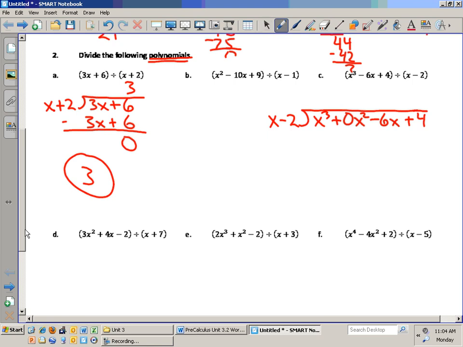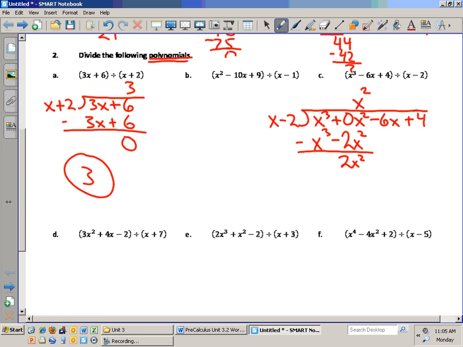So I have a binomial going into a 4-term polynomial. What do you multiply x by to get x to the third? X squared, so that goes above my x squared term. Multiply back through, get x to the third minus 2x squared. I subtract those pieces. What do I get? Positive 2x squared. 0 minus a negative 2.